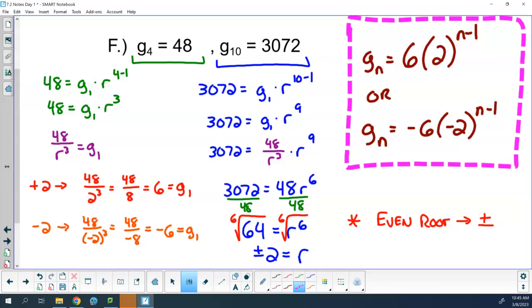The negative doesn't always go with the negative, meaning that a negative r value doesn't always give you a negative first term, and a positive r value doesn't always give you a positive first term. You still have to do the math. They should be the same number, you just have to figure out the positivity. Both of them would be required to be correct in a problem like that.